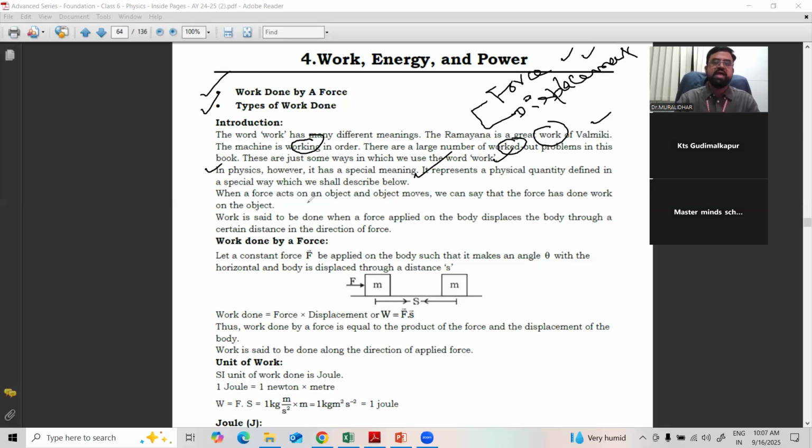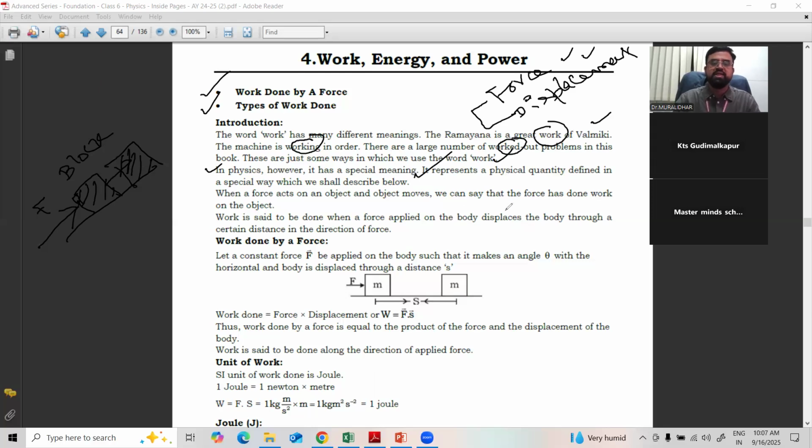When force acts on an object, suppose an object is there, a wooden block, right? Force acts on this. This is a block. Force acting on this, right? And the object moves. So the object moves from here for some distance.